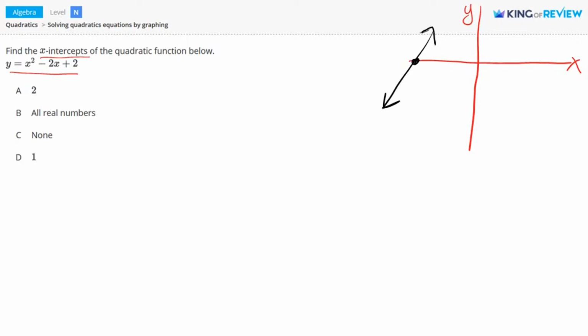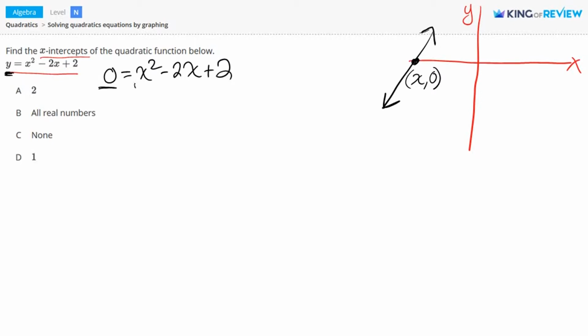And what is the y-coordinate of this point? Well, we know it would have some value for x, and the y-coordinate would be 0. The y-coordinate of the x-intercept is 0 because when a graph touches the x-axis, the y value of that point is 0. So we can set our y value here as 0. So let's do that. We have 0 equals x squared minus 2x plus 2. We're trying to solve for the x-intercept, and we know the y-coordinate of an x-intercept is 0.